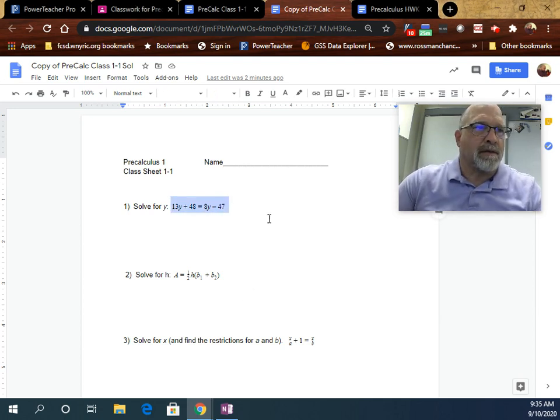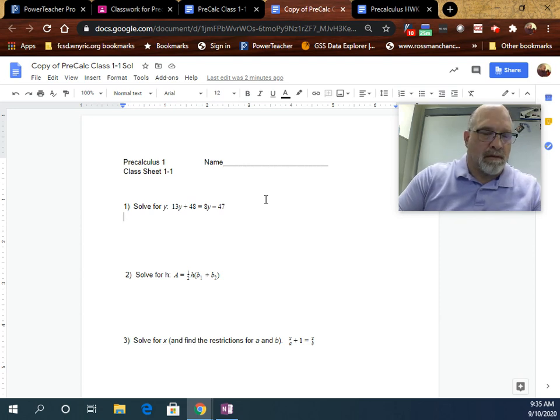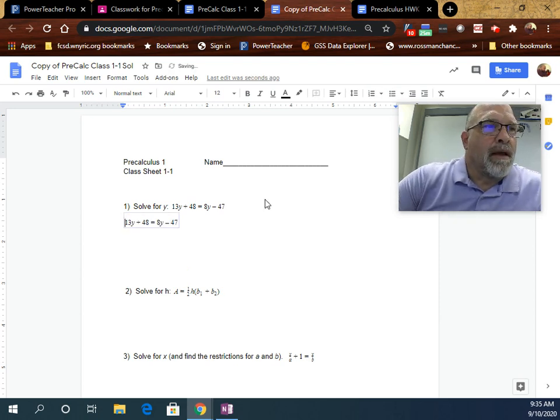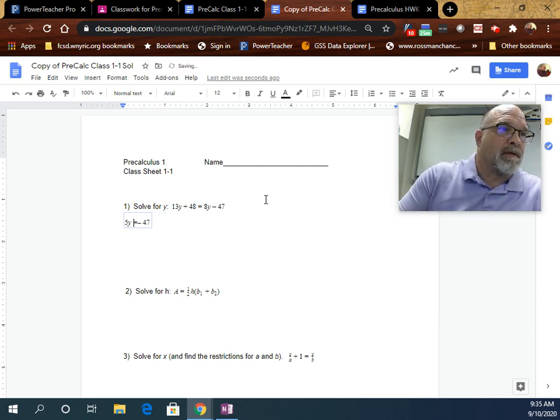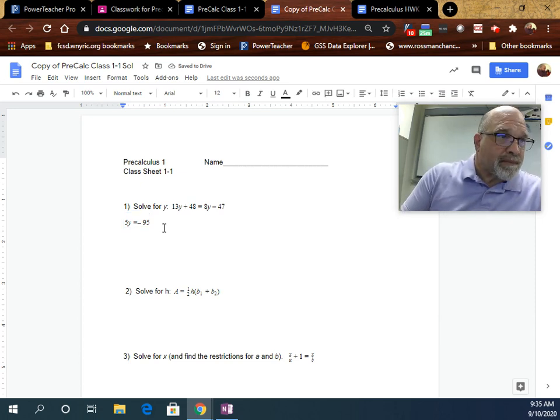I'm going to copy that and paste it down below. The first thing we want to do is combine like terms. So the combined like terms, we have 8y and we have a 13y. So if I subtract 8y from both sides, I'm going to have 5y on this side. I don't have any y's on this side. Now if I subtract 48 from both sides, this would be a minus 95. So 5y is equal to a negative 95.